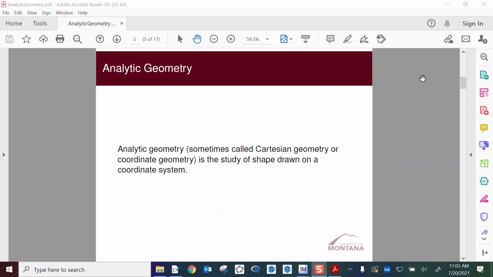Analytic geometry is sometimes called Cartesian geometry or coordinate geometry, and it's the study of shape drawn on the coordinate system. The Cartesian, just so you know this, it's named after Descartes, and he was the one who came up with what we think of as the Cartesian plane, and that's borne out by the fact that I guess the imprints of that fact is on the letter M chosen for slope, which is the French verb monter, to climb.